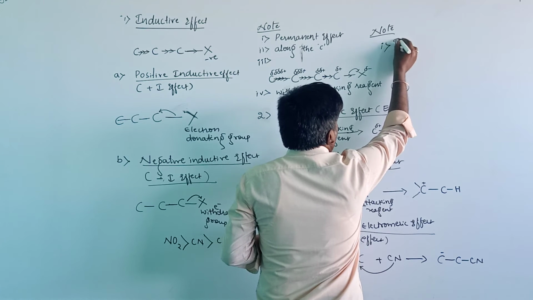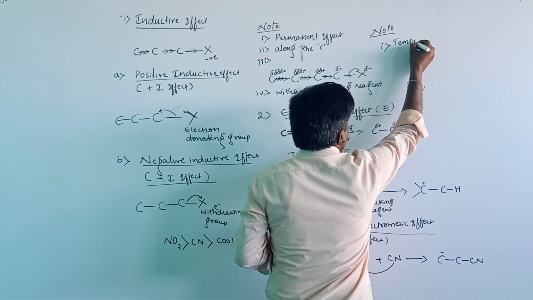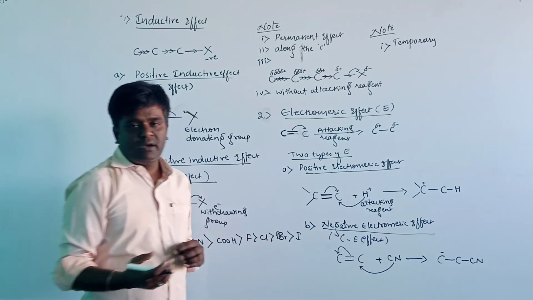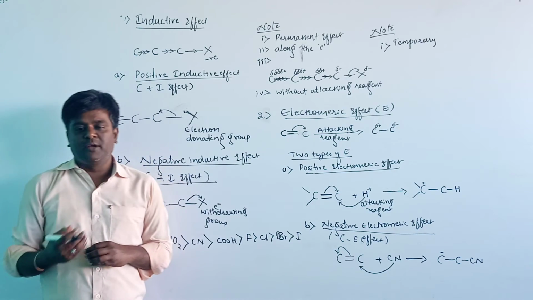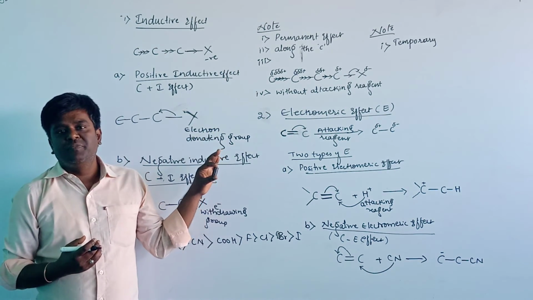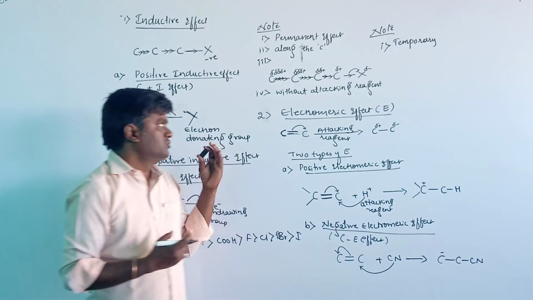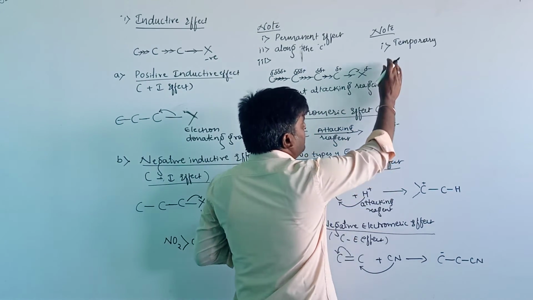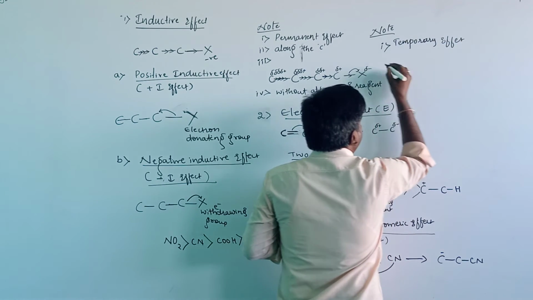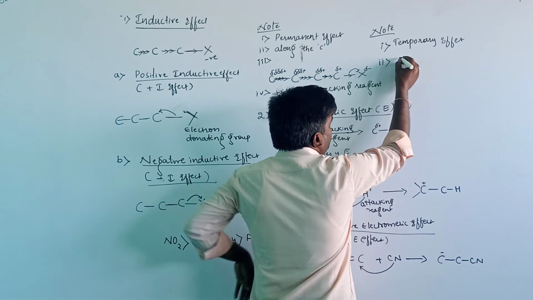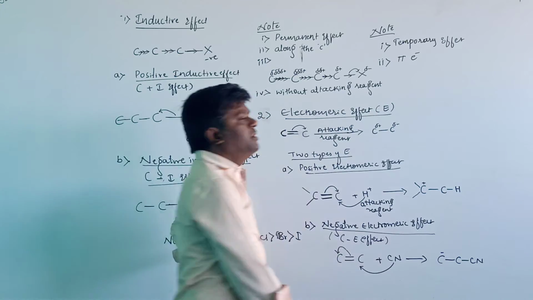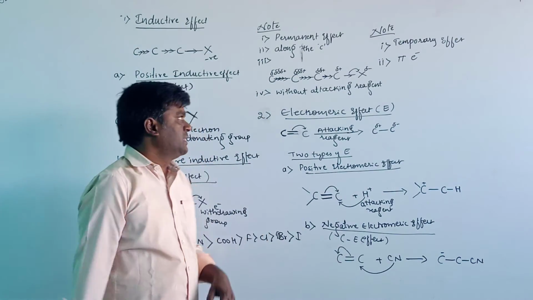This effect is a temporary effect. Temporary because when we remove the attacking reagent, then there is no effect. When we remove the attacking reagent, then no effect can be seen in the molecule. Therefore, we are saying that this effect is a temporary effect. The second note is the displacement of pi electrons takes place. Only pi electrons are displaced here.